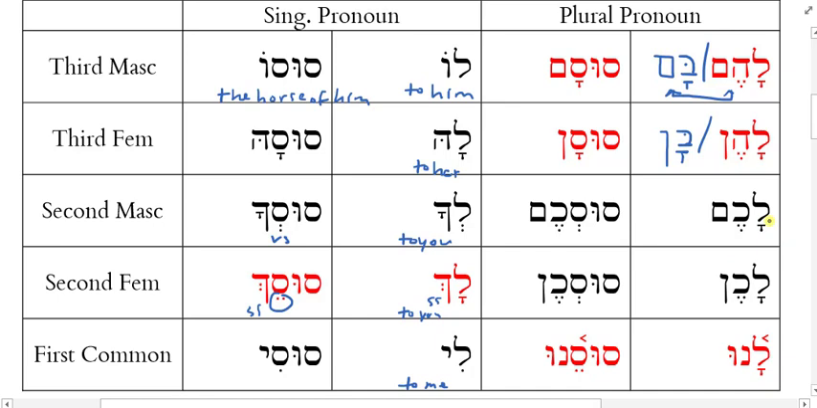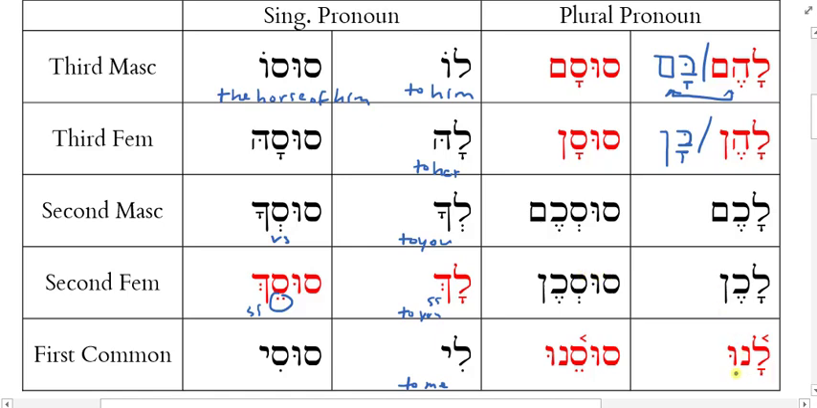To say "to y'all," and it's a male y'all, it's lahem. And to say "the horse of y'all," it's susachem. Susachem. So chem, these are the same pronoun. To y'all, women y'all, is lachen. And the horse of y'all, where the women are the y'all, it's susachen. So it's chen, again, the same pronoun.